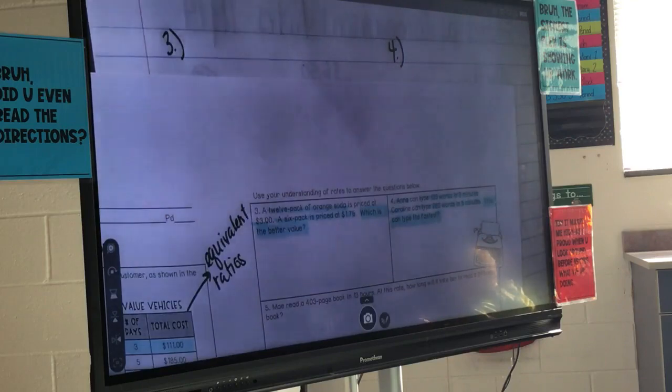Anna can type 143 words in 3 minutes. Caroline. Yeah, the 12 pack is less expensive, so it's a better value. No, the 12 pack is 25 cents less expensive, and 25 cents is 25 cents, because 25 cents is just another thing that you can add on.